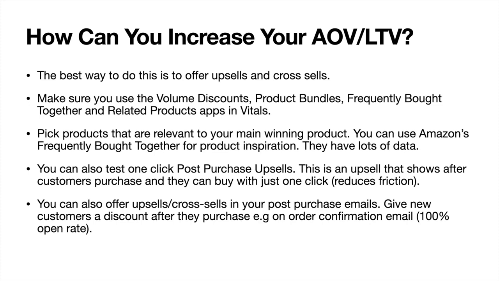Now, in terms of products to upsell, pick products that are relevant to your main winning product. If you can find your winning product on Amazon, go through the frequently bought together for product inspiration. Amazon has millions of data points. They know what people are buying. So if you find products that are frequently bought together on Amazon, you can use this to find products.